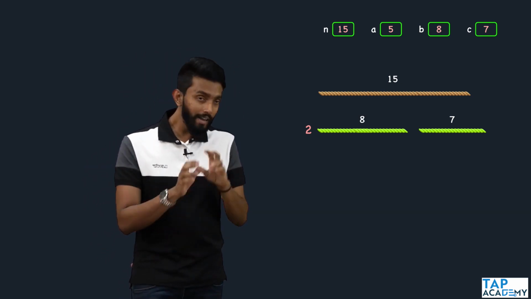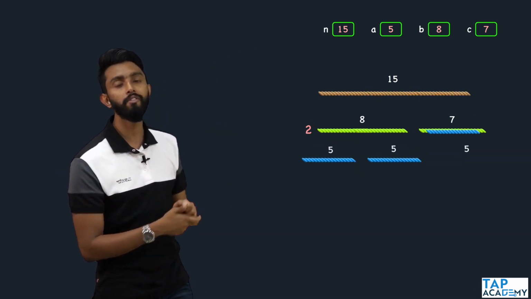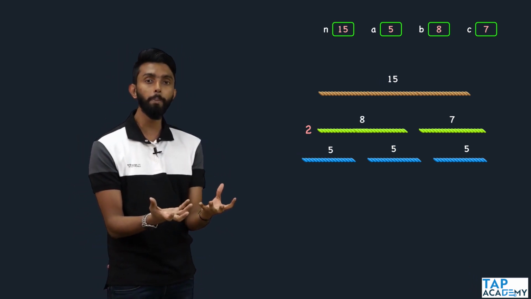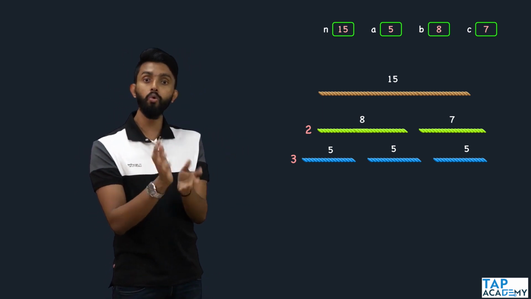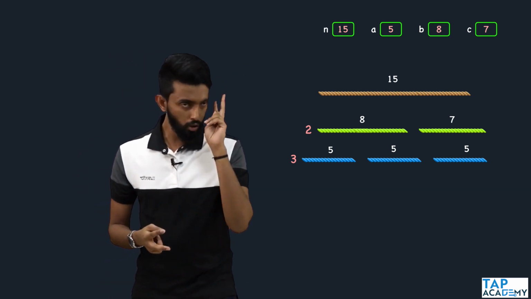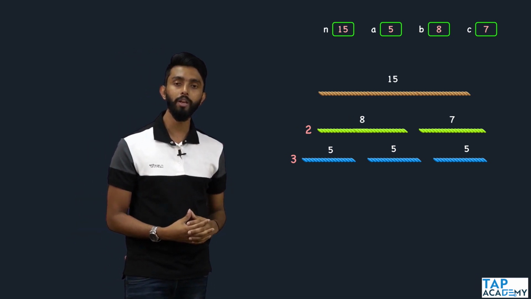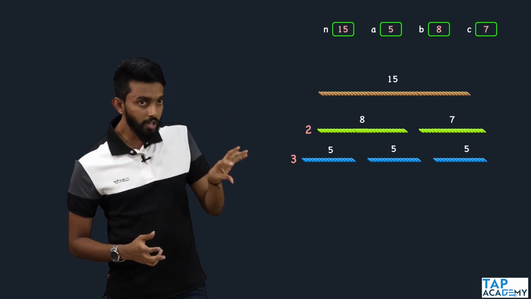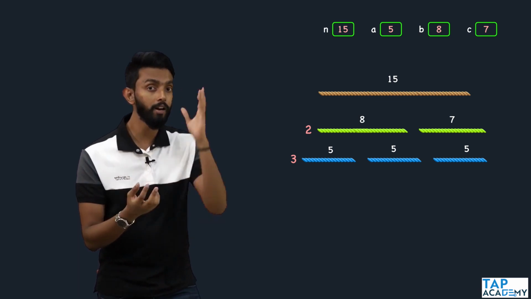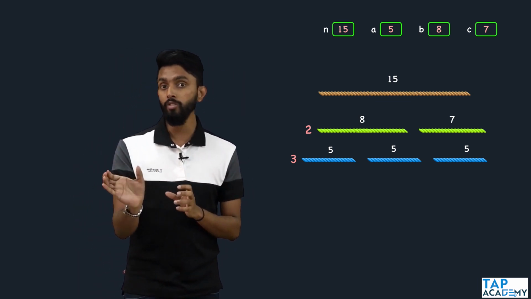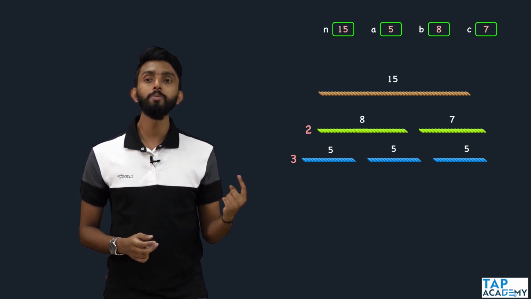One more way is I can make 3 pieces of length A. What is A? 5. So 5, 5 and 5. Again 0 rope is wasted and I've got 3 pieces. Like this, there could be many combinations. In this particular case, there are only 2 combinations in which you can divide without wasting any rope. And out of these, which is the one where you got maximum pieces? This one. So the maximum pieces such that every piece is either A, B or C is 3. And this must be your output.